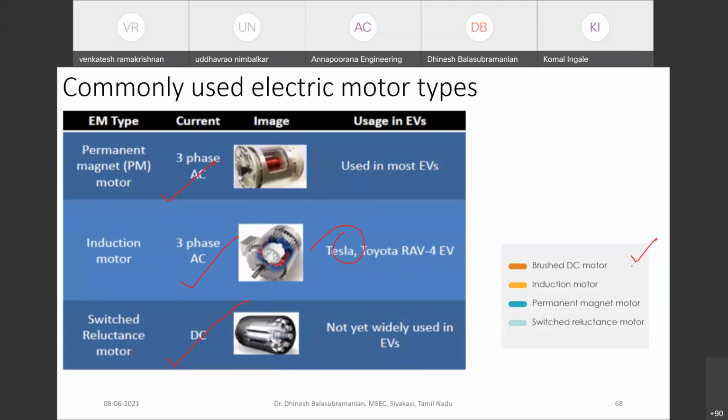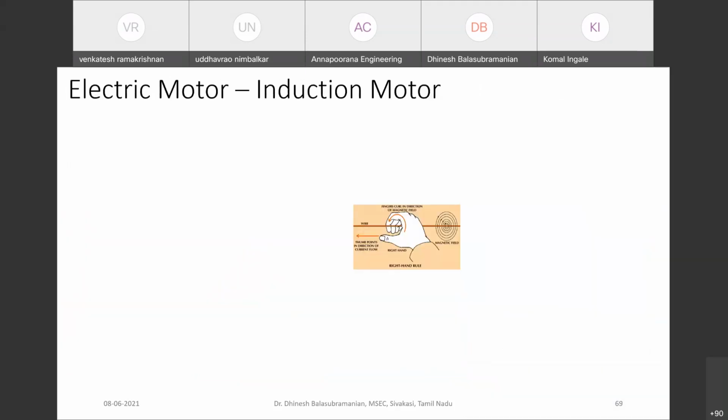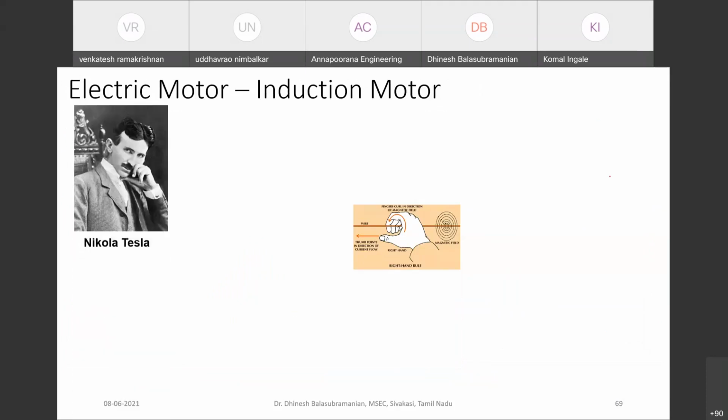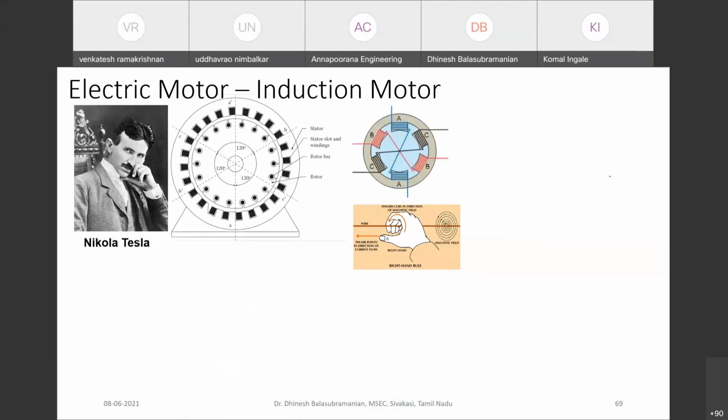It is of DC induction, permanent magnet motor, and the switched reluctance motors. And we need to thank Nikola Tesla for his invention, because Tesla is just making use of the induction motor for their operation. I hope you are very much aware about the working of an induction motor.